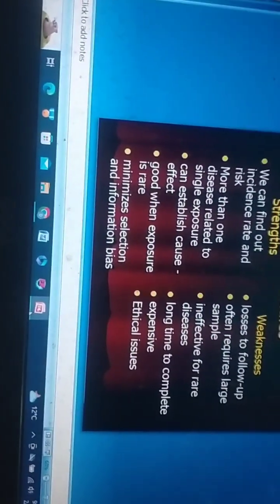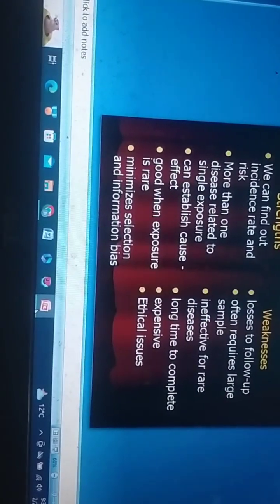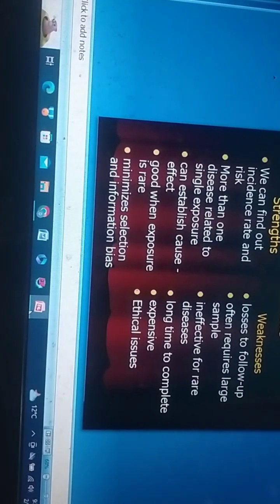Weaknesses: loss to follow-up. Often requires large samples. Ineffective for rare diseases. Long time to complete. Expensive. Ethical issues.